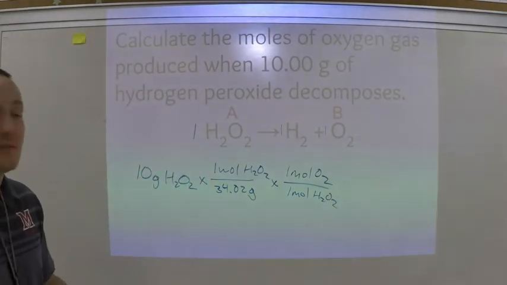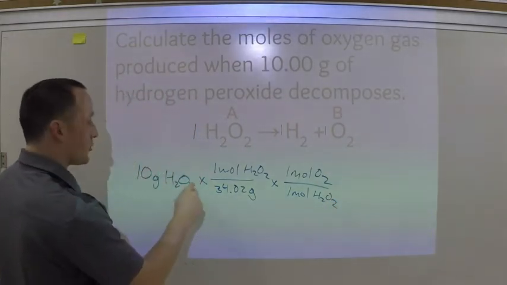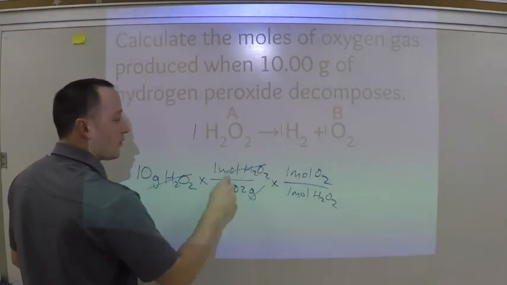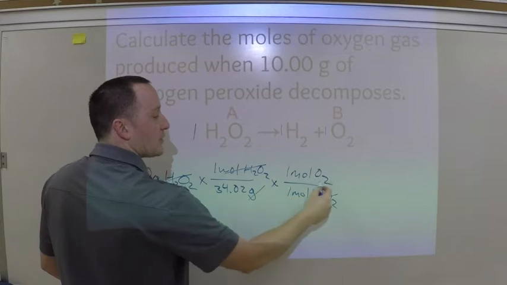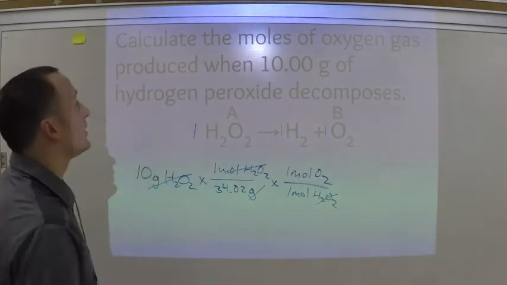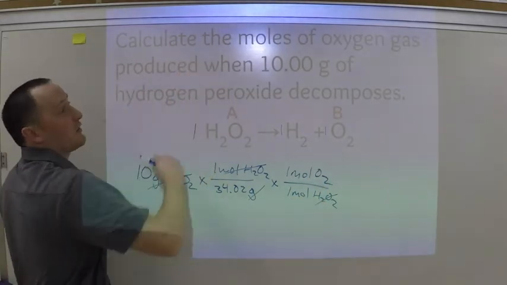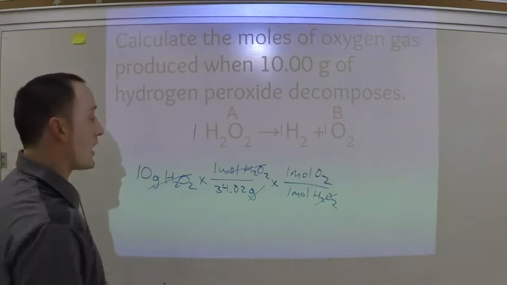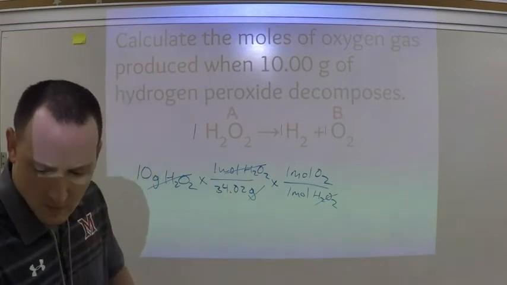Now, this is where I stop. Here's how I know. When I go through and cancel out my units, my grams of H2O2 are going to cancel, my moles of H2O2 are going to cancel, and I'm going to be left in moles of oxygen. That's what the problem asked me for. It said calculate the moles of oxygen gas produced. Okay? So now I'm just going to solve this.